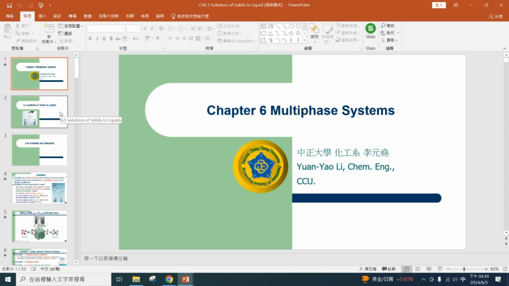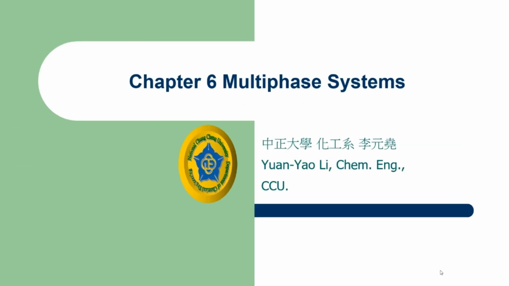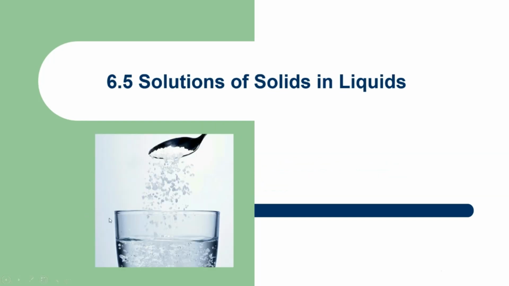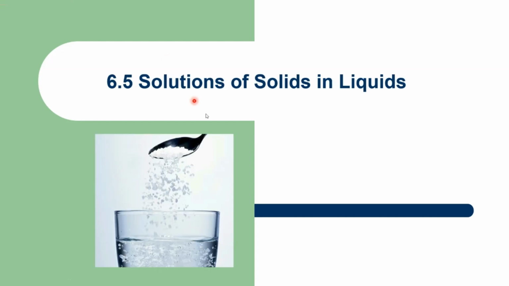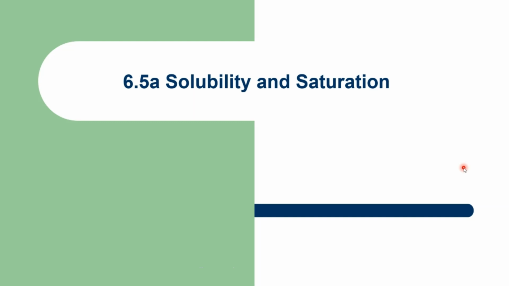Right. Next topic is the solution of solids in liquids. What is this? That means that in section 6.4 we were talking about liquid and gas, and now we want to know about solid and liquid. Okay. The first of all, of course, is solubility and saturation.